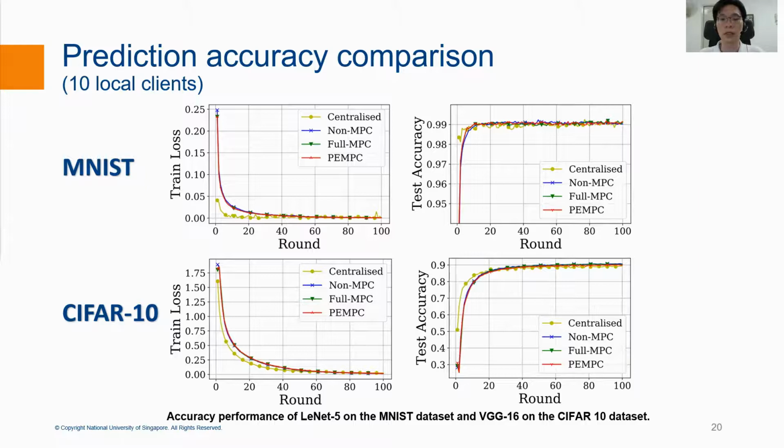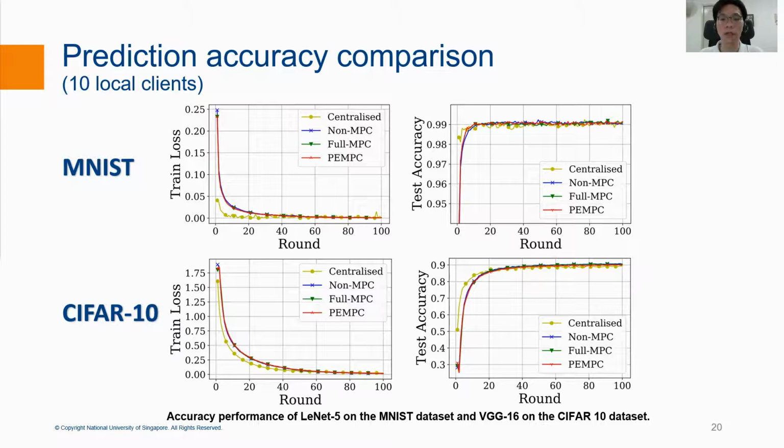In this experiment, there are 10 local clients joint training in every round. There are 4 methods which are evaluated. First, the centralized learning, and second, the non-MPC, when the federated learning does not use any MPC. And the third one, full MPC, when it uses MPC on all gradient updates. And the last one is our proposed method.